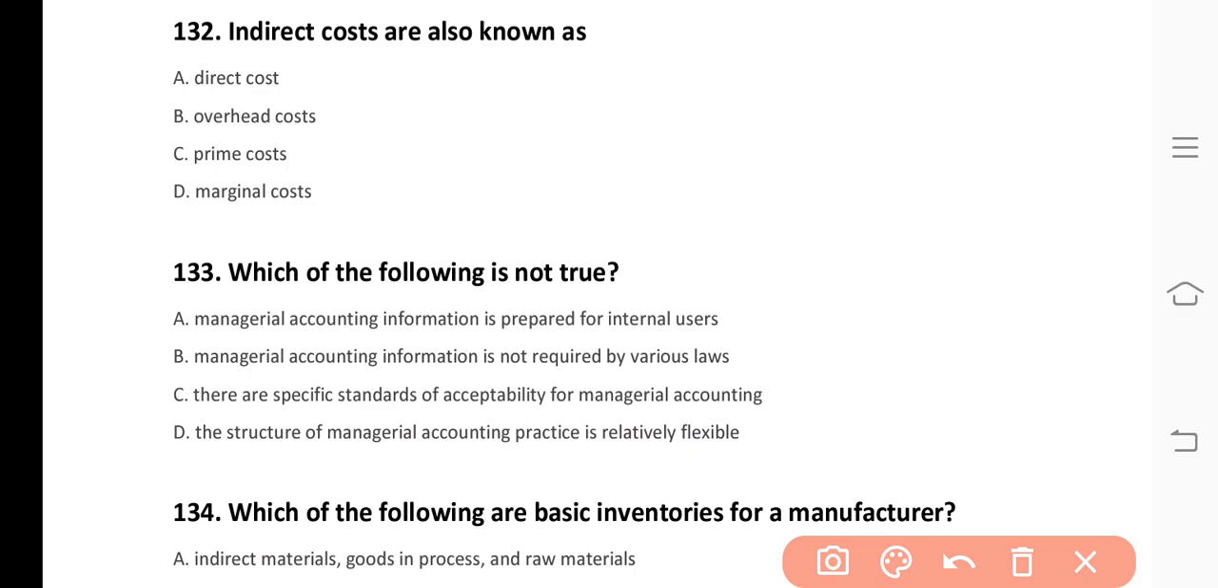MCQ number 132. Indirect costs are also known as direct cost, overhead cost, prime cost, marginal cost. So the correct option is option B, overhead cost. Overhead costs are indirect costs plus overhead costs.